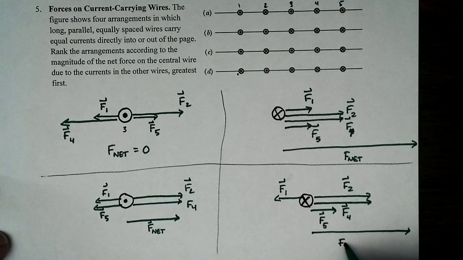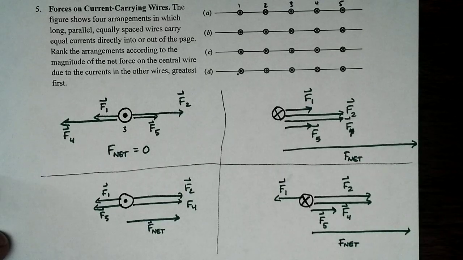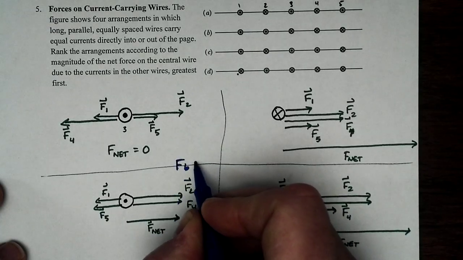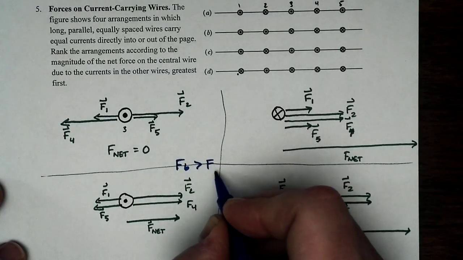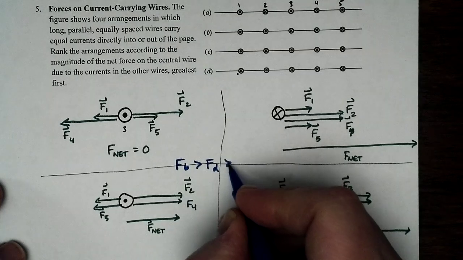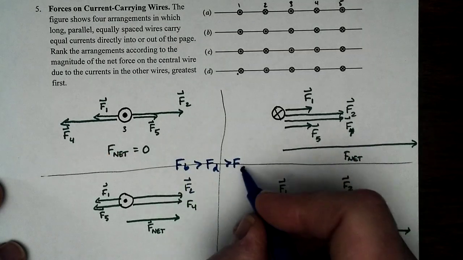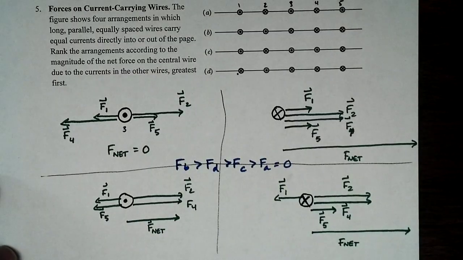which means my ranking, I believe, here's my biggest one, right? I can't even fit that to scale on the page. So the net force in scenario B is greater than, here's my next one, the net force in scenario D, followed by net force in scenario C, and finally the net force in scenario A, which was 0.